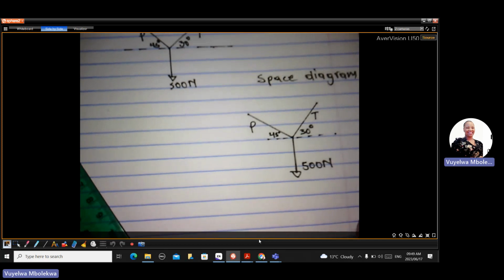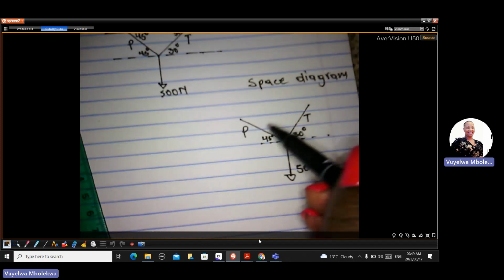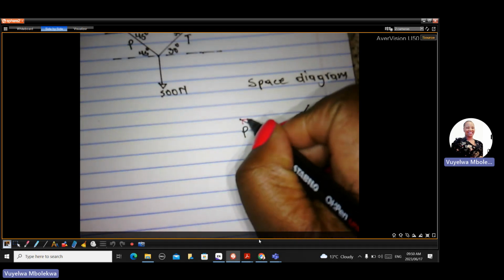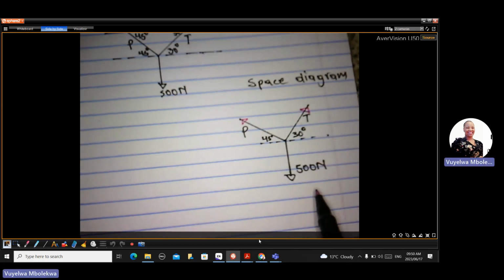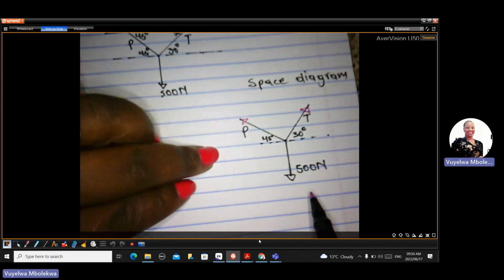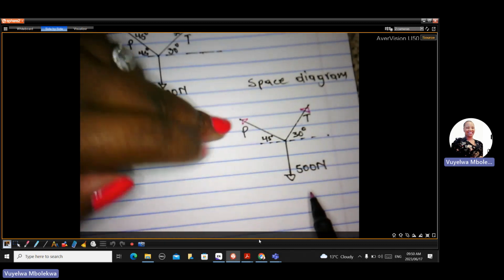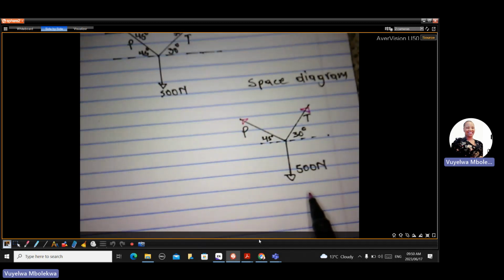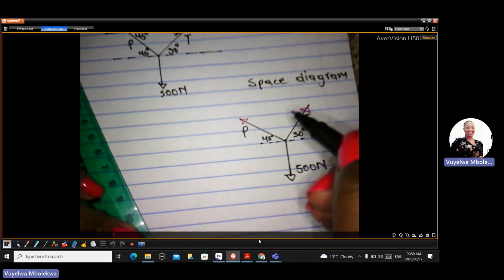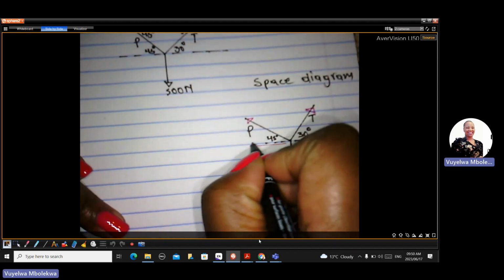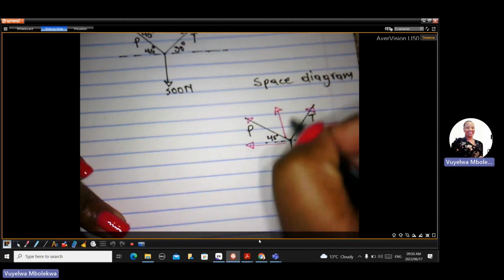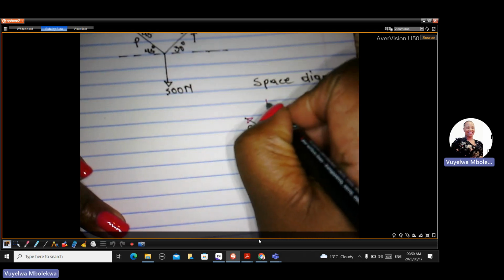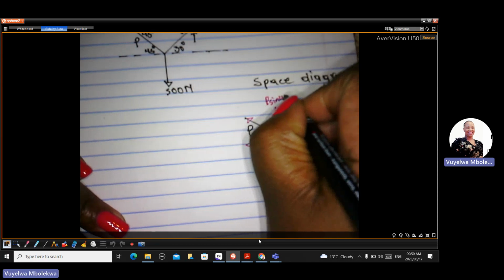Then the next step would be to get the components of force P and force T. But before we get the components, let's make an assumption. Because the directions are not given, we assume that they are upward like that and do our calculation with that assumption. If the answer comes as positive, it means we made the correct assumption. But if the answer comes as negative, it means they are actually facing the opposite direction to our assumptions.